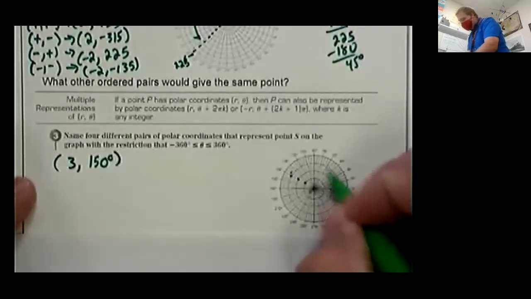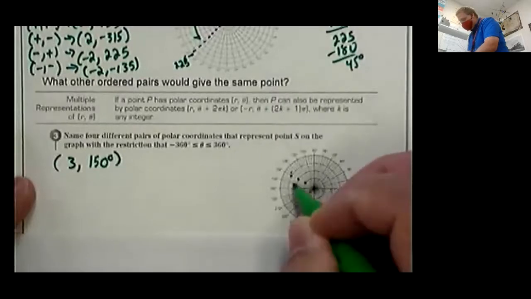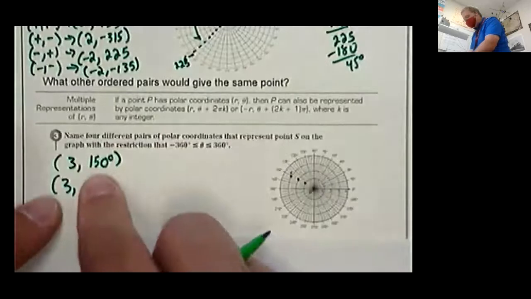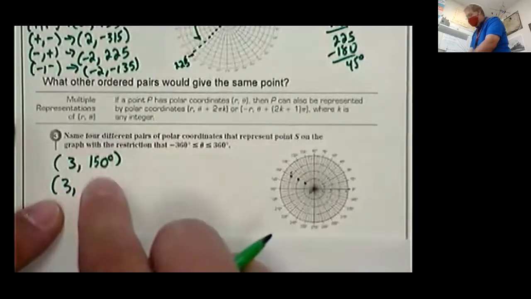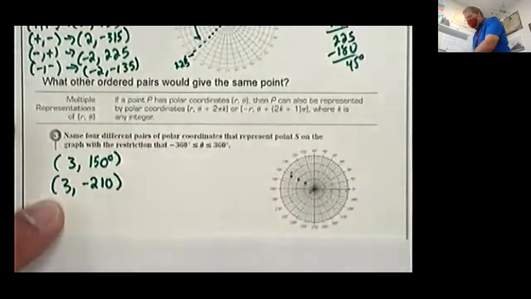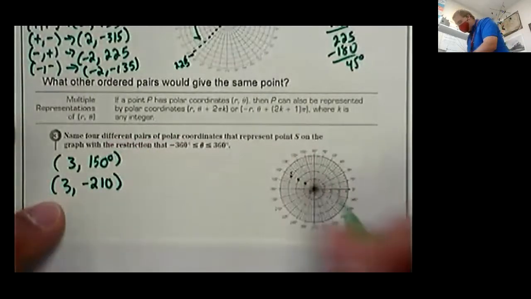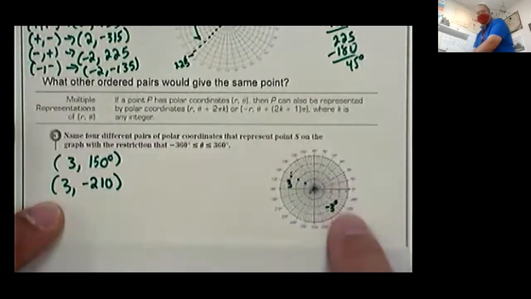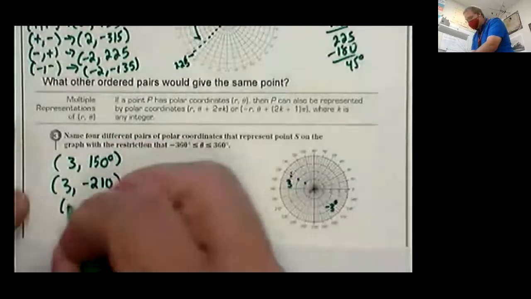Well, instead of going +150, we can go negative, the clockwise direction. And that's 360 minus 150, and that is -210. We can also flip that point. So instead of being at +3, we can be at -3. So there's our -3. There's our +3. How are we getting to this point with a -3?